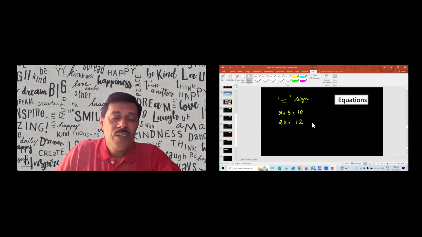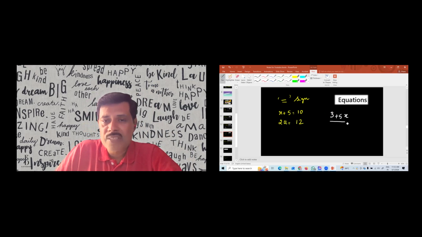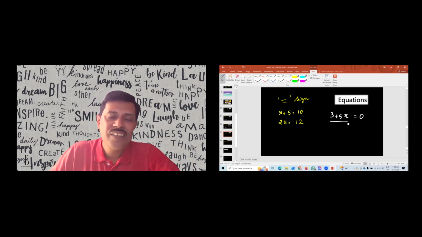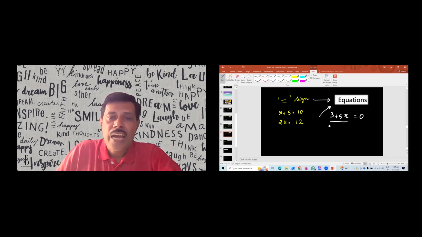Now, on the other side of the coin, if I say 3 plus 5x, this is an expression, but if I equate it to something else, or equate it to 0, then I say it is an equation. That means when there is an equal to sign along with the expression, it is known as an equation. Some other examples are like this: x plus y is equal to 10, 2a is equal to 12. Then what we want to do is try to solve.